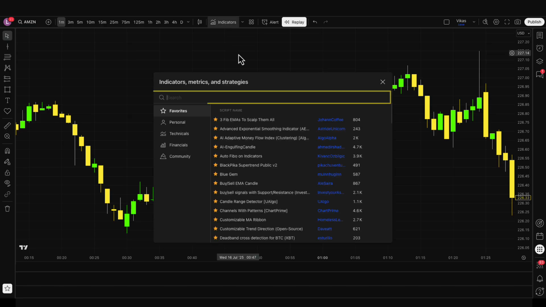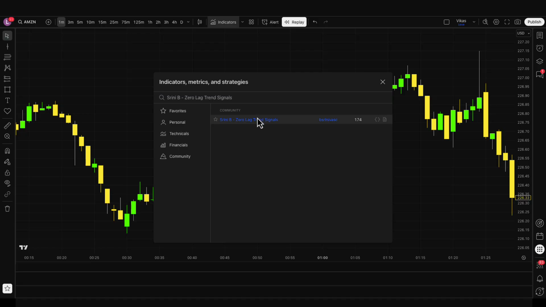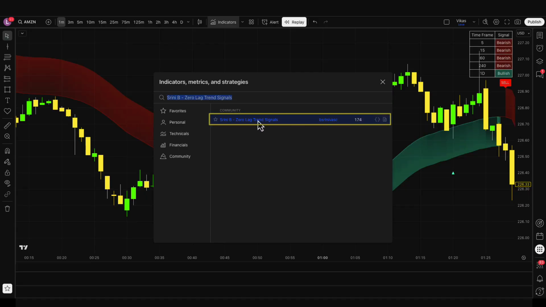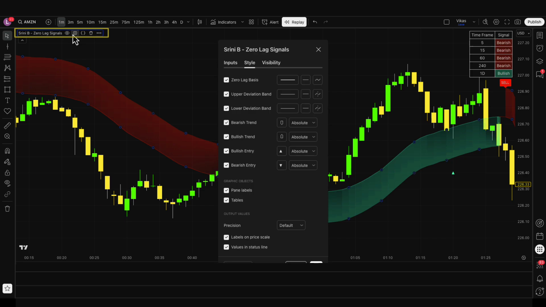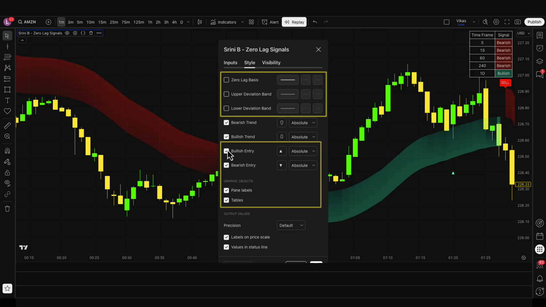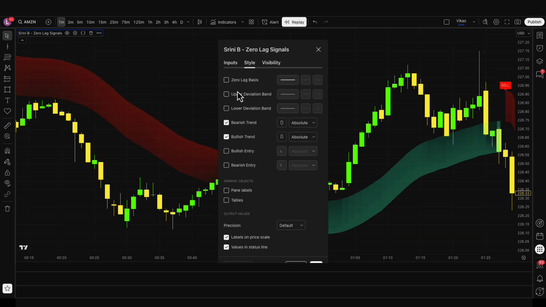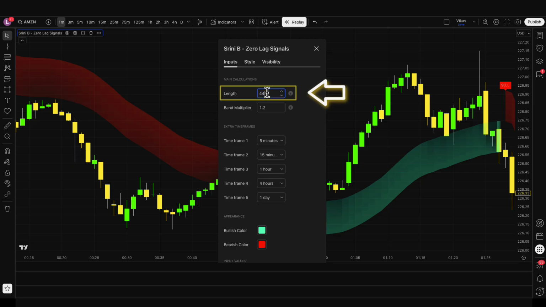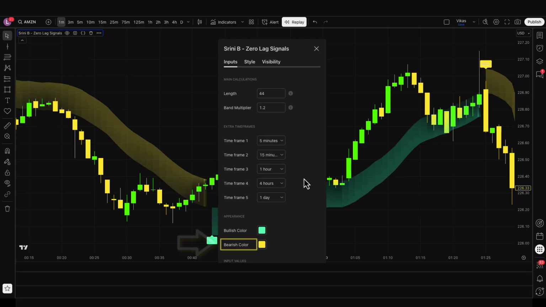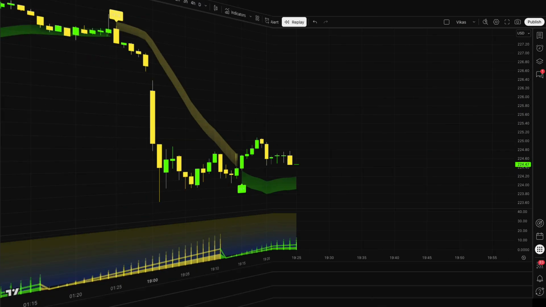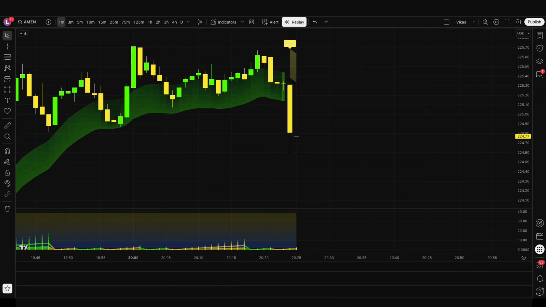First of all, we will search the zero lag trend indicator in the search box of TradingView. After that, we have to click on the zero lag trend option, in which we have to change some settings. We need to hide these options. We have to change this length option from 70 to 44. We have to change this bearish color option from red to yellow. After this, we will understand the next trading setup on the chart.